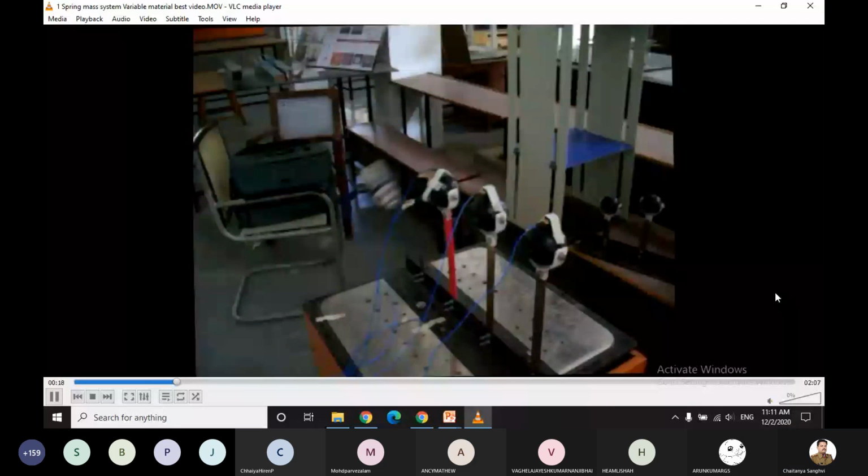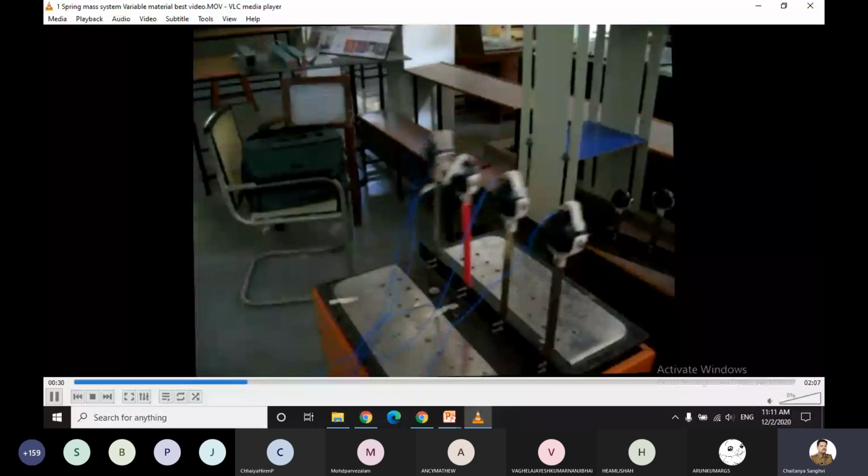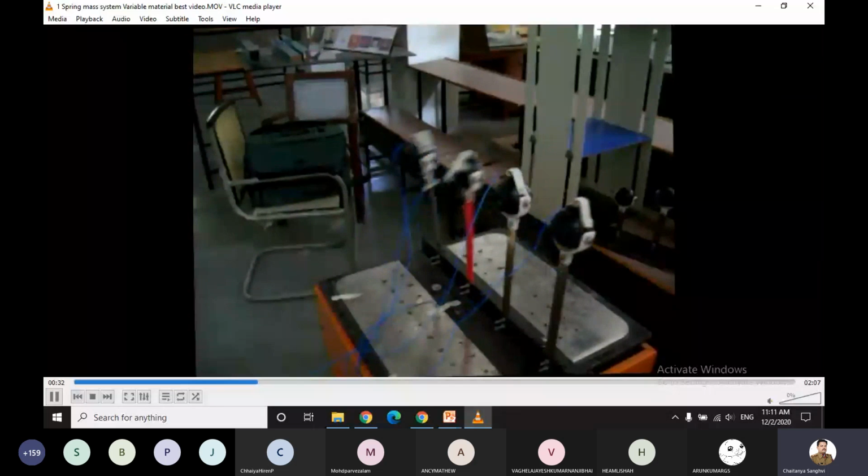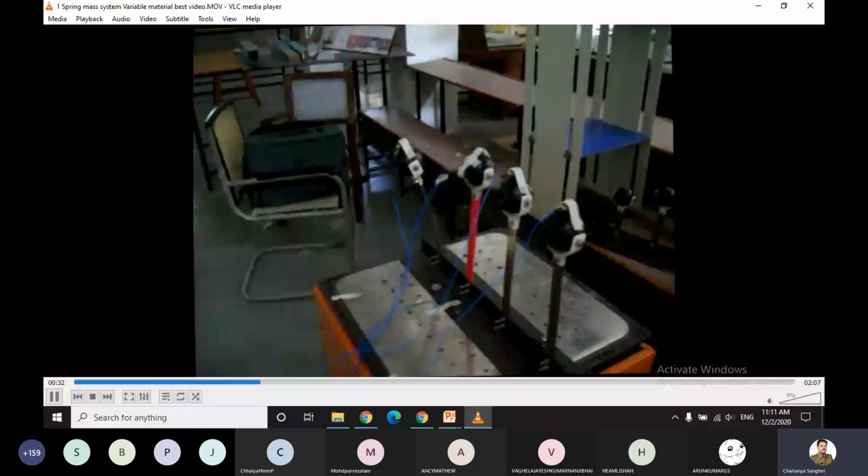So the first is response. Now what I'm doing, I'm increasing the frequency of this shake table, right? Then what happens, you see? When I increase the frequency, the response of that system comes down, because the frequency of the first one is not matching with the frequency of the shake table. So the response comes down.